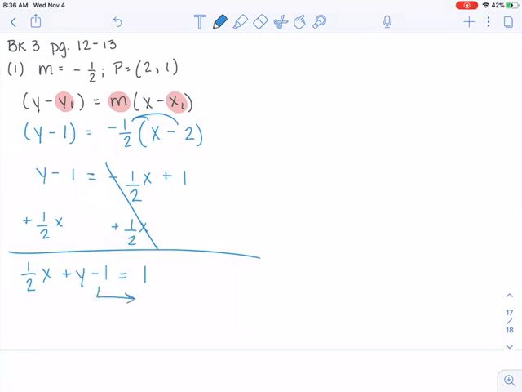Now I'm going to bring this 1 to this side and do that. I did the opposite. So again, instead of subtracting, I'm going to add 1 to both sides. My 1's on the left hand side will cancel. So on the left hand side, I have 1/2 x plus y. And on the right hand side, I have 1 plus 1, which is 2.